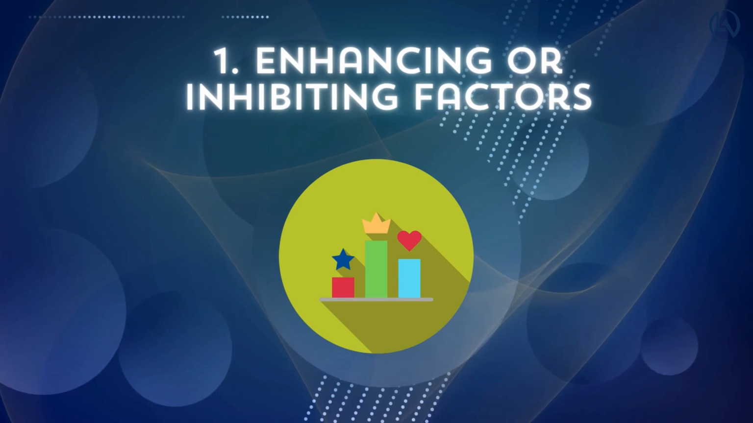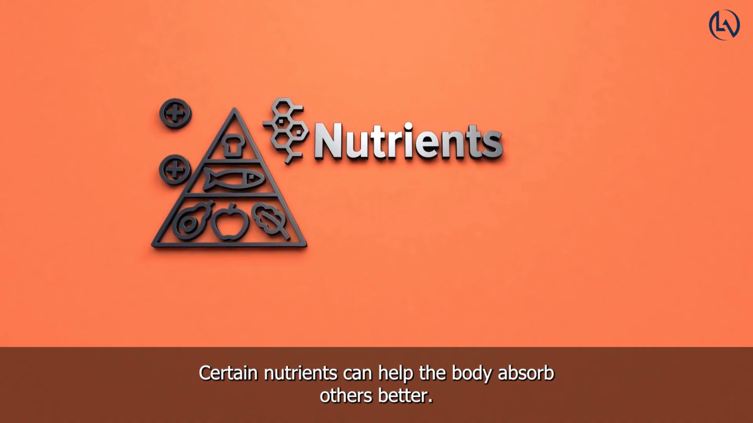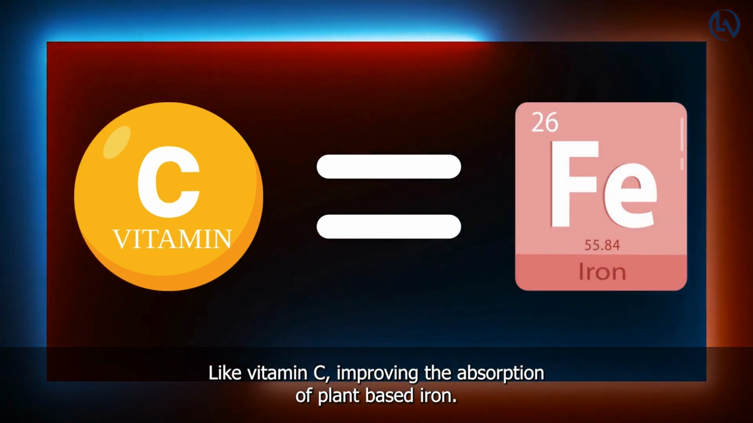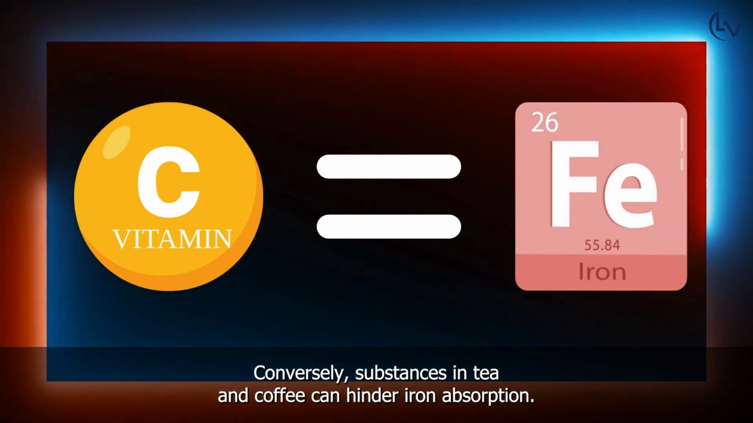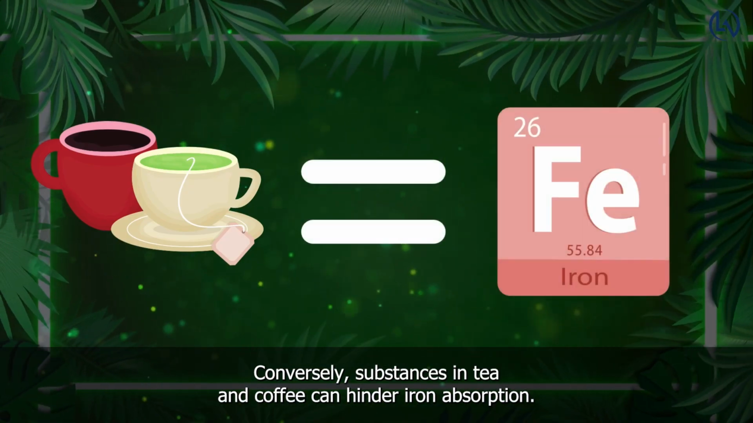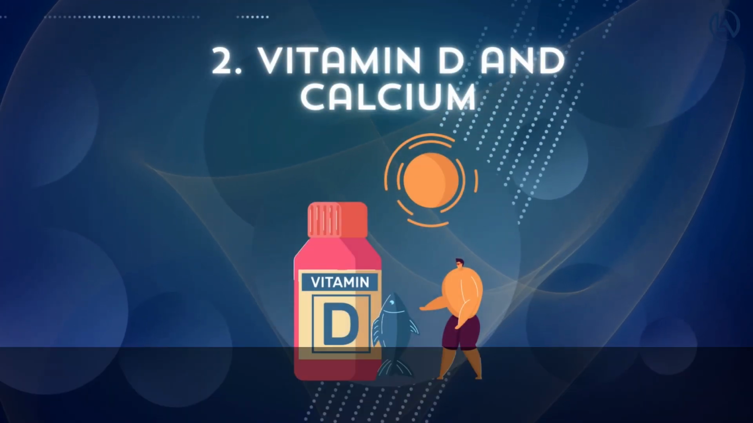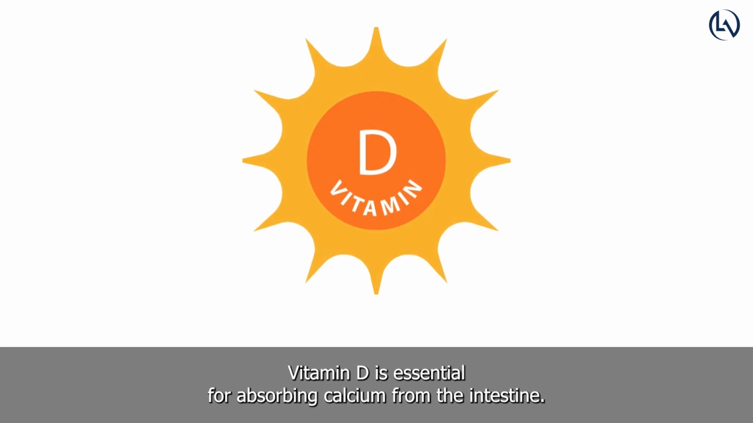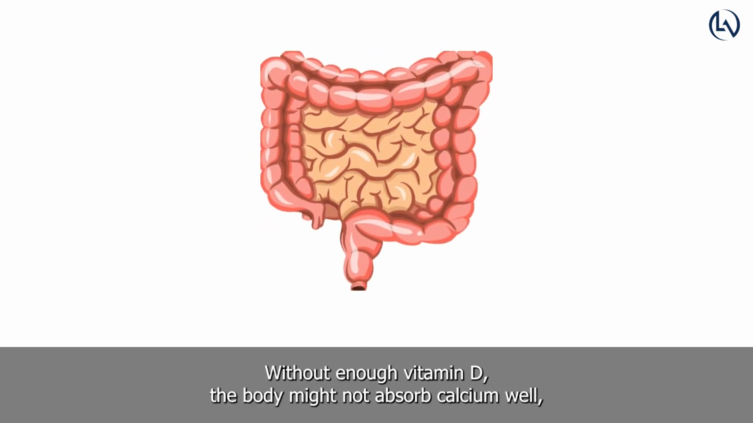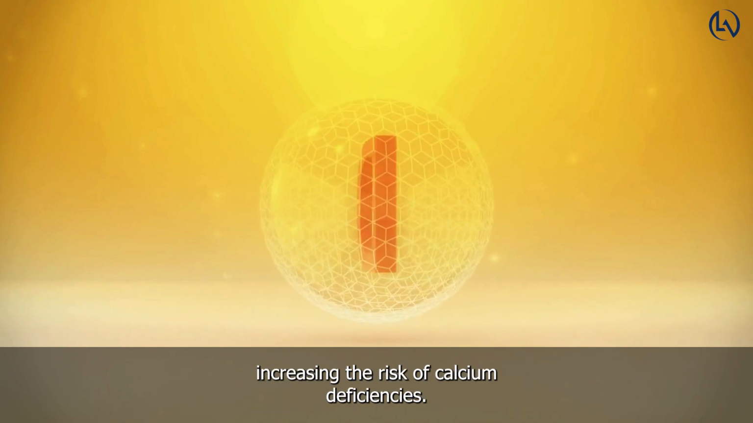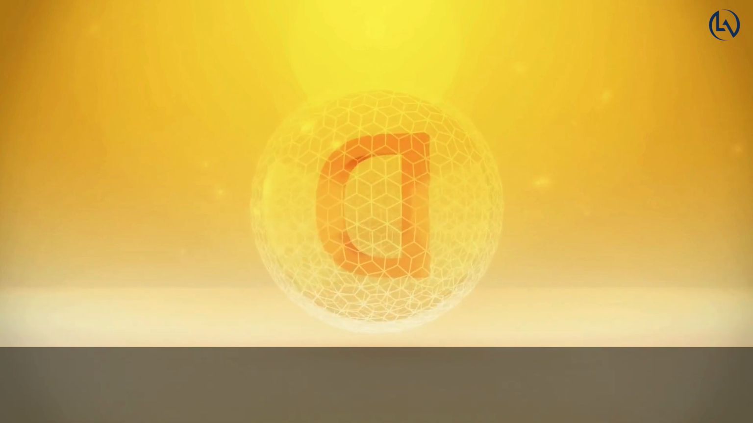Enhancing or inhibiting factors. Certain nutrients can help the body absorb others better, like vitamin C improving the absorption of plant-based iron. Conversely, substances in tea and coffee can hinder iron absorption. Vitamin D and calcium. Vitamin D is essential for absorbing calcium from the intestine. Without enough vitamin D, the body might not absorb calcium well, increasing the risk of calcium deficiencies.